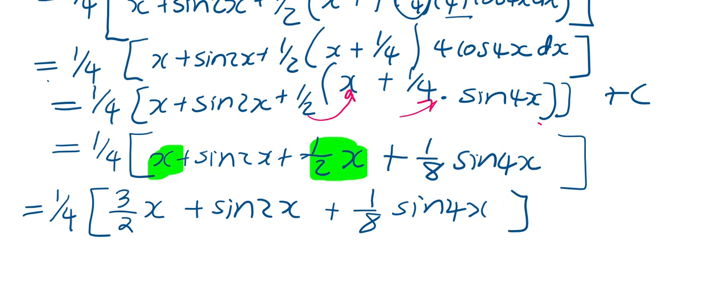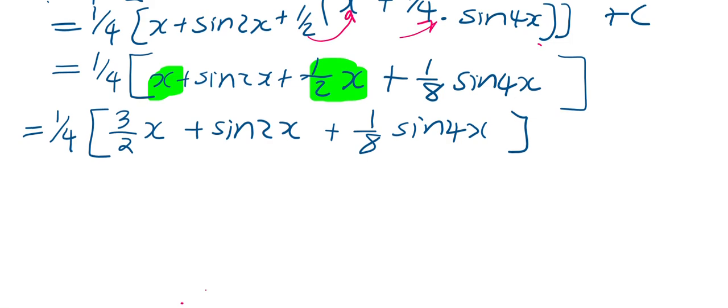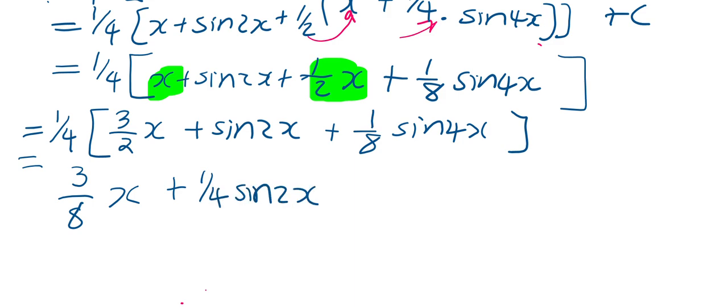Okay, now look at this. We now have to multiply with that 1/4. So multiply all the terms with that 1/4. You need to be careful, especially when you take the constant outside the integral sign. Always put that big bracket so that all your terms are multiplied. So 1/4 times 3/2 x will be 3/8 x. Then 1/4 times sin 2x will be plus 1/4 sin 2x, right?